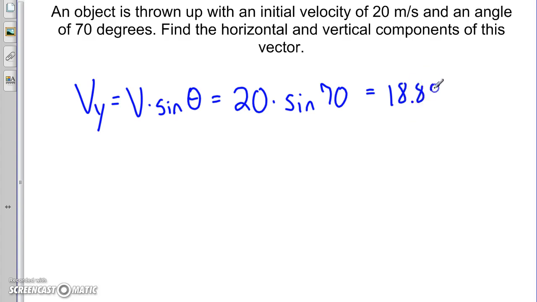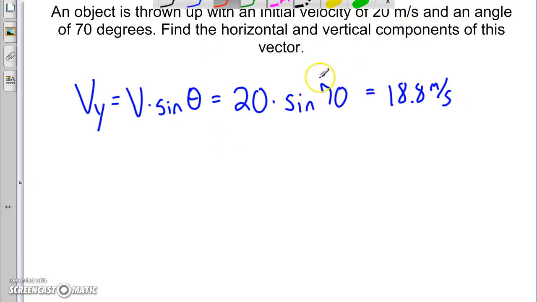If you're getting anything other than what I am, like a really weird or a negative number, that probably means that you're in the wrong mode. You need to be in degree mode, so double check that, please. Degree mode, not radians.